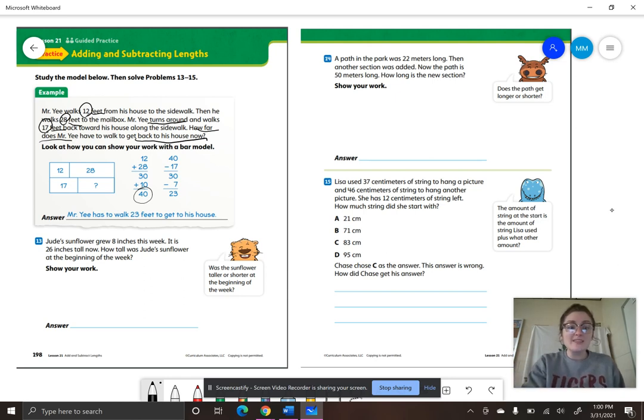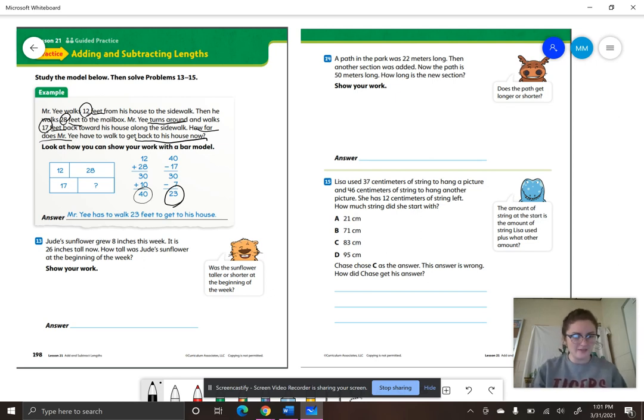So what they did first is they started by taking away the 10 in 17 and had 30. And then they took away 7 ones. So Mr. Yi had to walk 23 more feet to get home. So sometimes with word problems, Smarties, we are going to have to solve more than one problem. We might have two-step problems. So let's go ahead and explore solving word problems with lengths with question number 13.